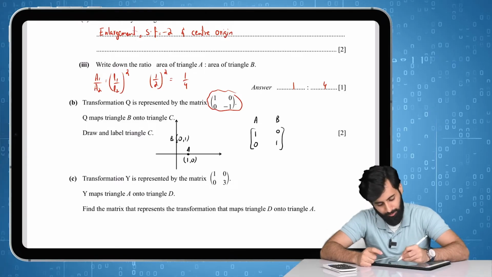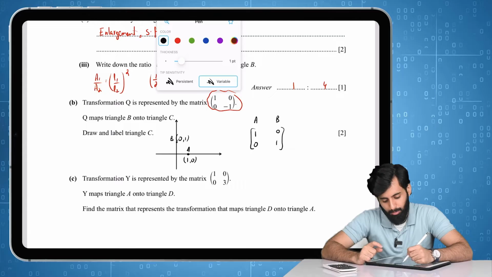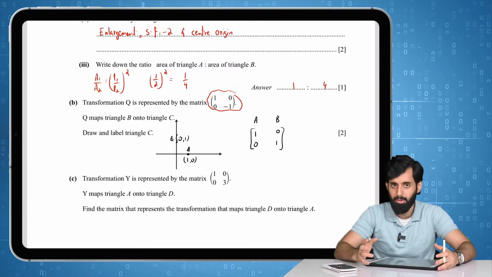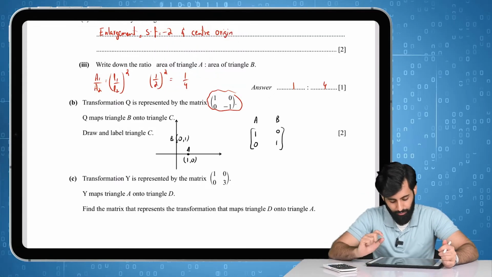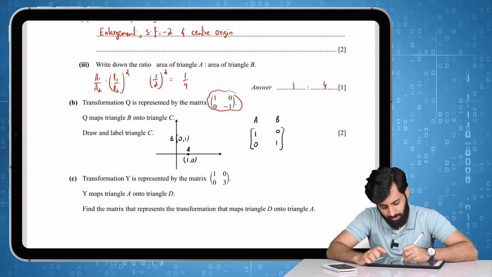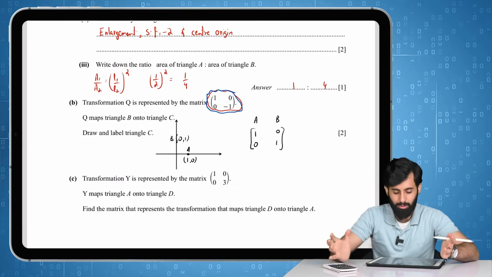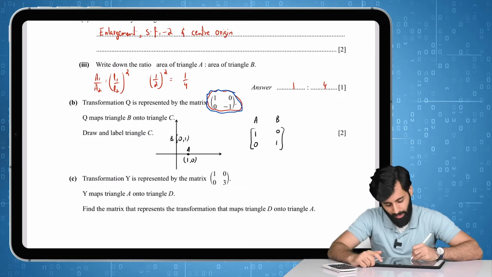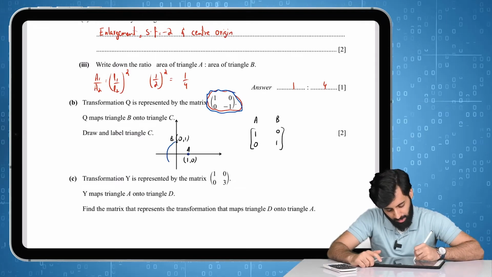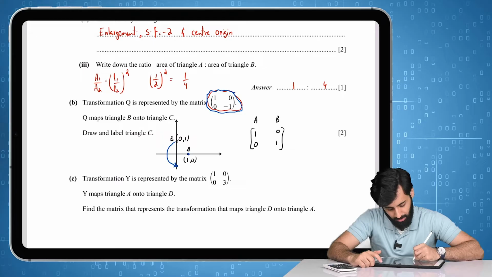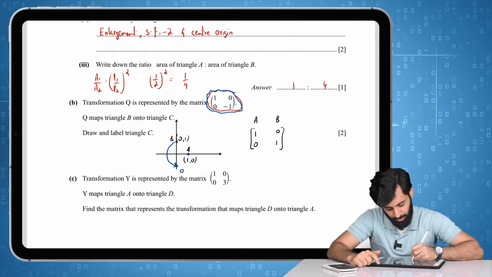Okay, so now because of some transformation, we don't know what that is, but we'll figure it out eventually. What happened is that, I'll use a different color for this, A remained exactly where it was. Nothing happened to A, but B somehow ended up at 0, minus 1.